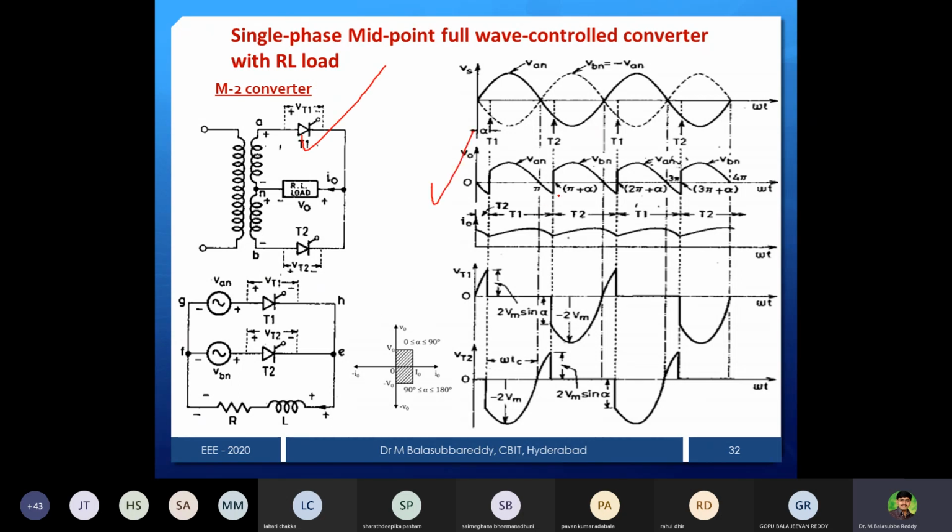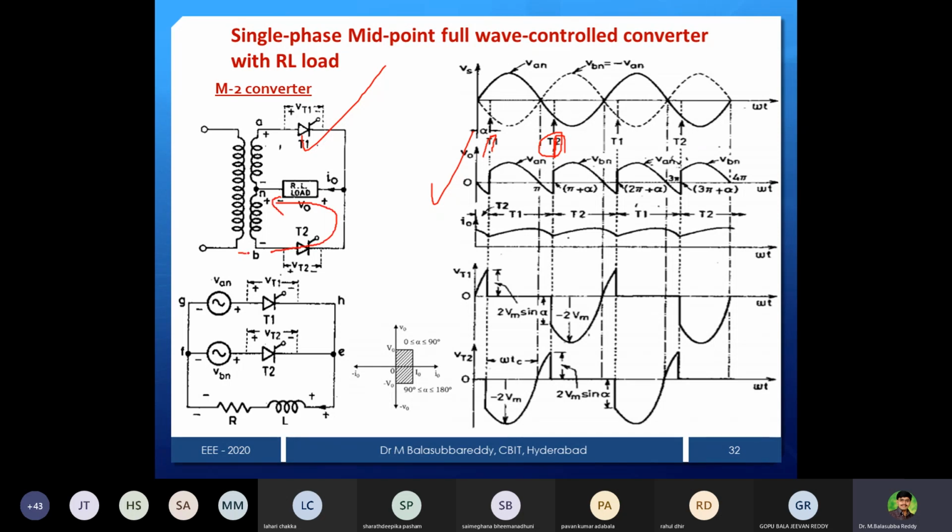Now at pi plus onwards, T2 is forward biased, but the firing pulse is available only at pi plus alpha, because we maintain alpha here. That alpha has to be maintained. If we change it here, it will automatically change uniformly there also. Pulses will be generated. Now at pi plus alpha, we give a pulse to the thyristor T2, and T2 will start conducting in this direction.